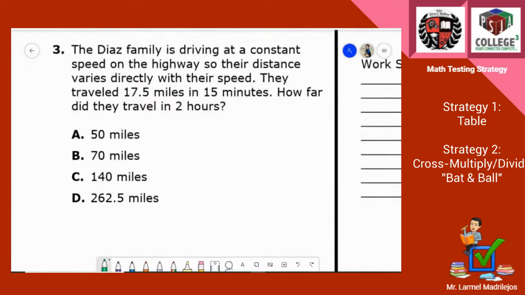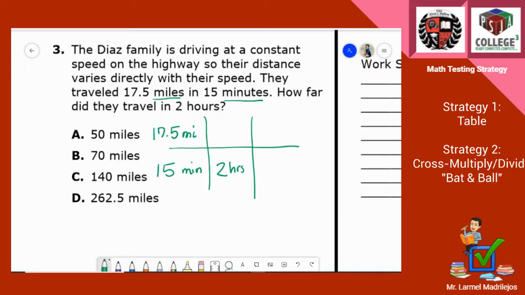The Diaz family is driving at a constant speed on the highway. So their distance varies directly with their speed. They traveled 17.5 miles in 15 minutes. If you notice, this is miles and minutes. I'm going to write there 17.5 miles in 15 minutes. That looks like the time. So how far did they travel in 2 hours? 2 hours. So let me write it here.